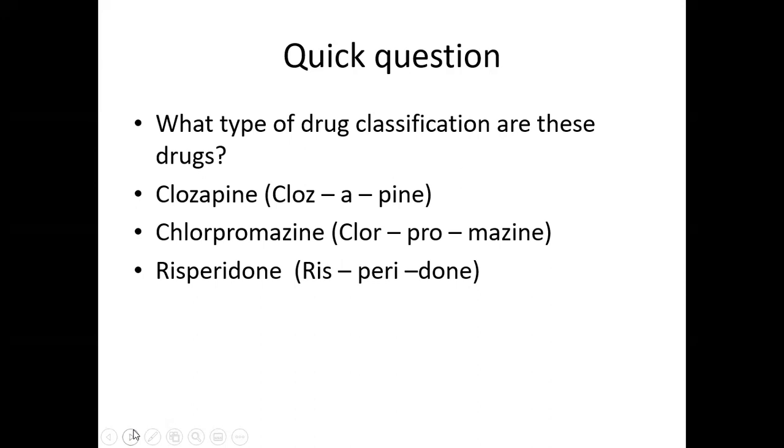Now, I broke it down so it can help you pronounce them. So clozapine, chlorpromazine, and risperidone. So these are our three drugs. One of them will link to typical and two atypical drugs. So what I'd like you to do is give me a nice overview of why these typical and atypical drugs are used to treat schizophrenia. So pause the video now.